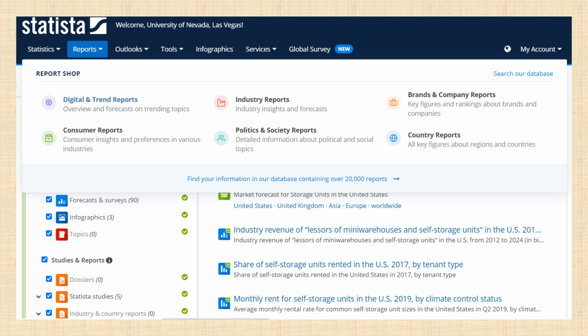So when you go up on Statista, it says, welcome to University of Nevada, Las Vegas. You design your own account and you get in and you can find information. I was looking for some information on self-storage units, and this is what you would get to. You'll notice that there are 90 forecasts and surveys, 3 infographics, and 5 Statista studies, and you go up and down, and there's a bunch of information here about this particular industry, and in some cases also consumers.